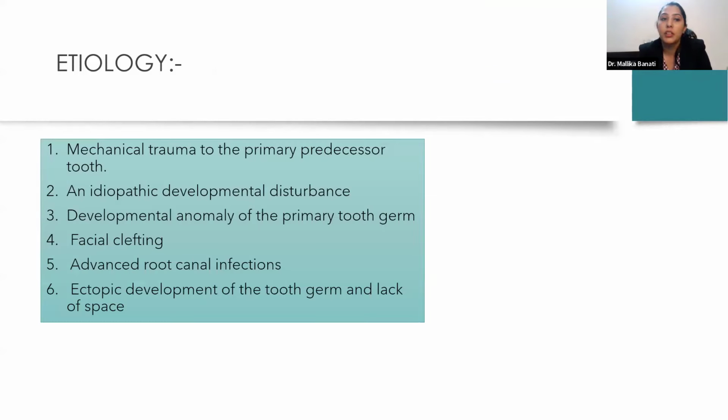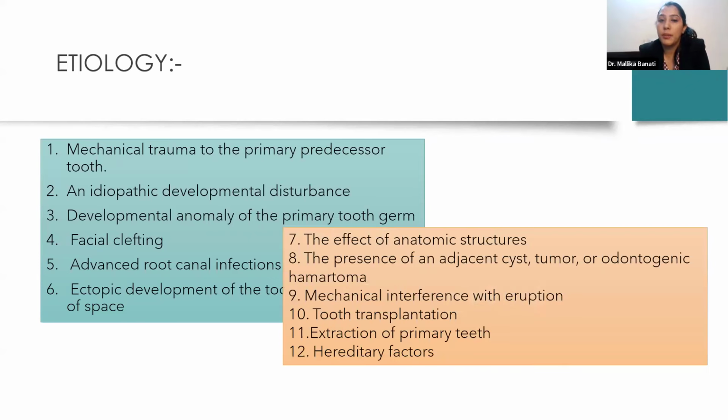Why does this happen? It can happen because of mechanical trauma to the primary predecessor tooth, an idiopathic developmental disturbance, a developmental anomaly to the tooth germ, clefting, advanced root canal infections, ectopic development of the tooth germ, and lack of space. So the effect of anatomic structures, the presence of cysts, tumors, hematoma, mechanical eruption, tooth transplantation, all kinds of factors play a role in dilaceration.